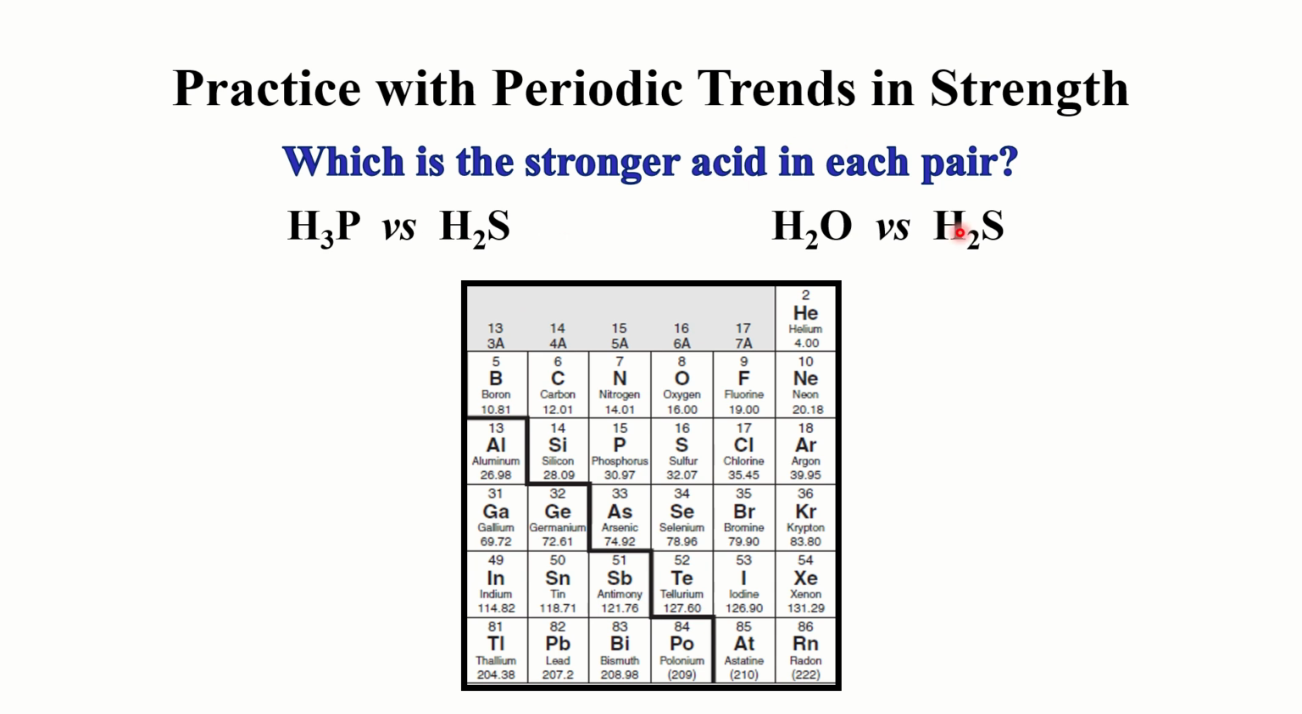In our second pair, H2O versus H2S, now we're comparing two anions that are in the same group or the same column. Therefore, the one that is further down the periodic table, the one with the bigger anion, will be the stronger acid. And so we again get the answer of H2S.